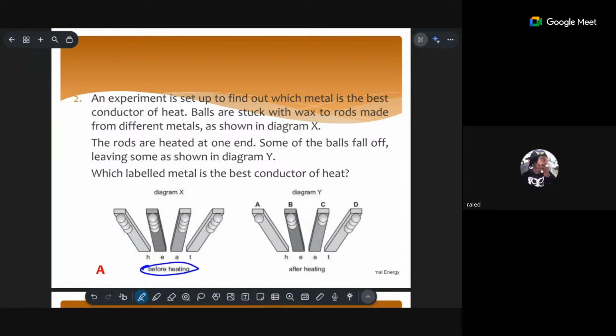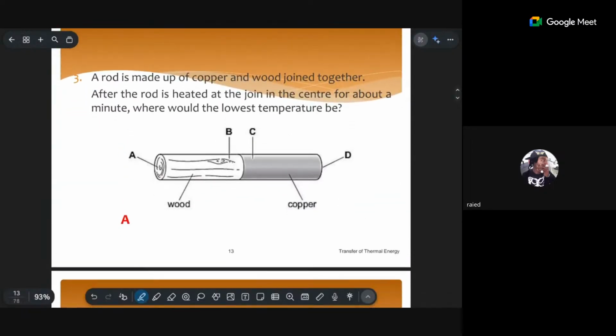This is diagram A before heating, and this is diagram B after heating. Every rod had four beads attached with the wax. When you have heated these rods, one has all four, one has two, one has three, and one has one left. This one is conducting a lot of heat, that is why it is the best conductor. You got my point. These types of questions are asked to you. There are a lot of questions on these slides.